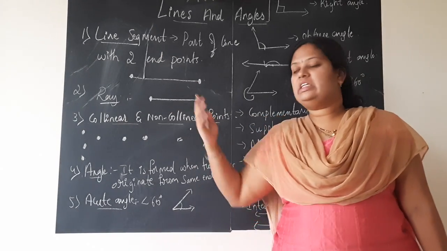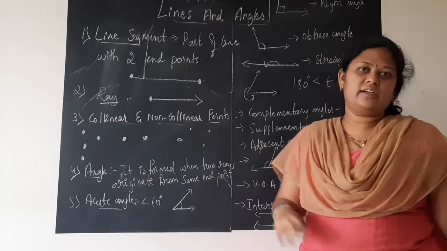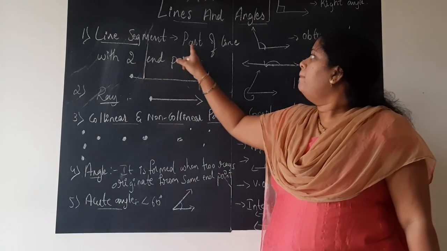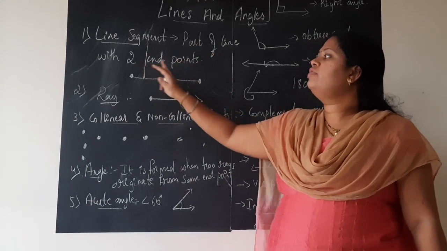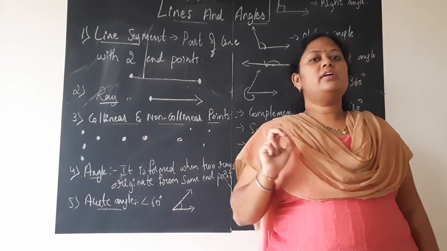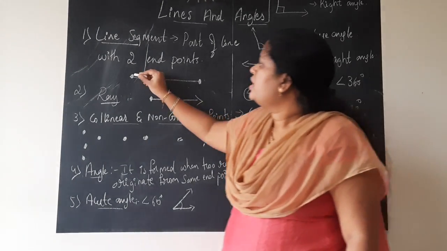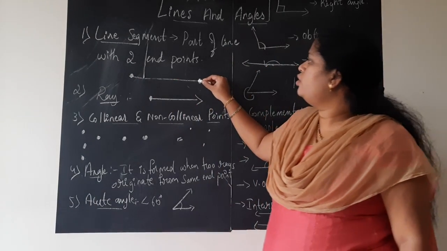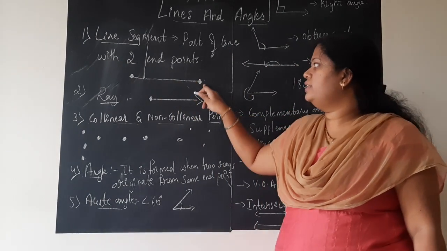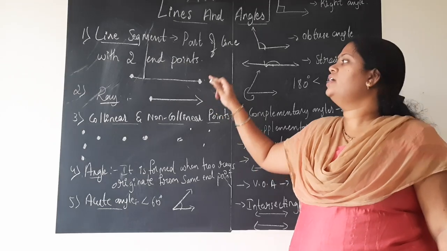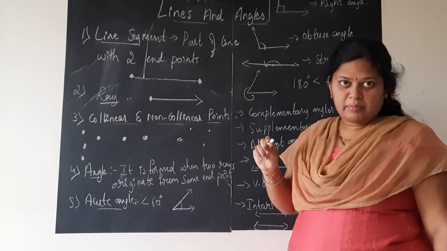You all know these definitions, children, so I will be glancing at them very fast. A part of a line with two end points is called a line segment. So if you draw a line and keep two dots at the ends of the line, that is the end points, then that is called the line segment.